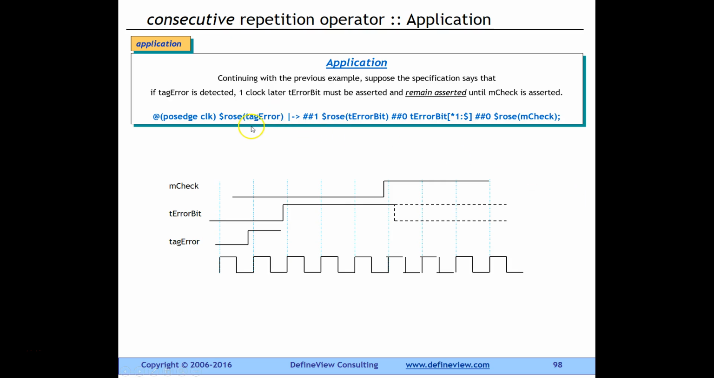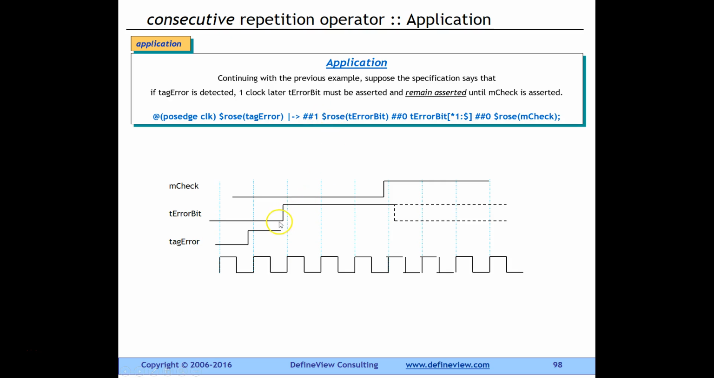Again, as I have said before, and I may repeat this, first derive what your antecedent is. What is it that starts the entire operation of the assertion? If tag error is detected. Until this is detected, nothing matters. So that's why your antecedent is $rose tag error. 1 clock later, or you could have used a non-overlapping operator, but as I was telling you, I prefer to use overlapping and then explicitly wait for 1 clock. It makes it very clear that there is a 1 clock delay.